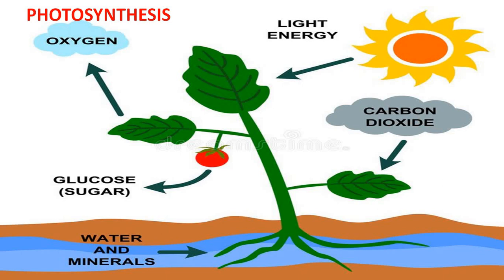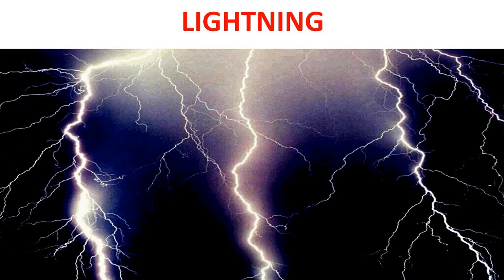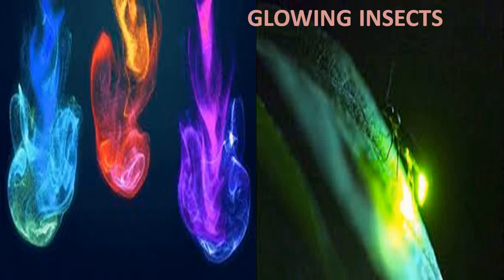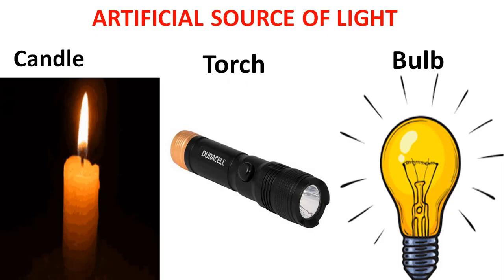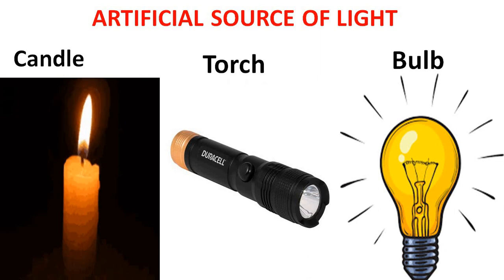There are different sources of light. The sun, the moon, stars, lightning, certain types of glowing insects are examples of natural sources of light. Candle, various types of torches, bulb are artificial sources of light. Light is a very important component of our life.